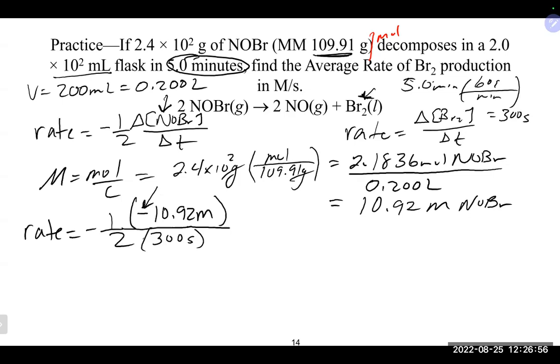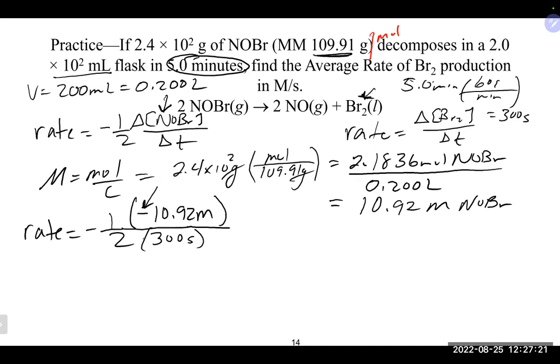Why did I put a negative here? It is a reactant, so if we technically did the final minus initial, it would give us a negative number, and we would expect it to be negative. And again, if we didn't put the negative there, we would end up with a negative average rate, which we don't want, right?